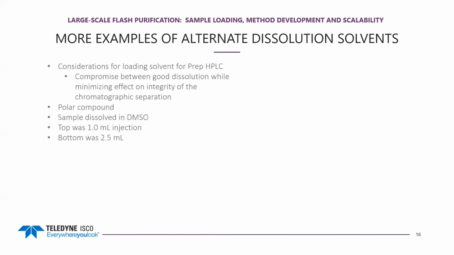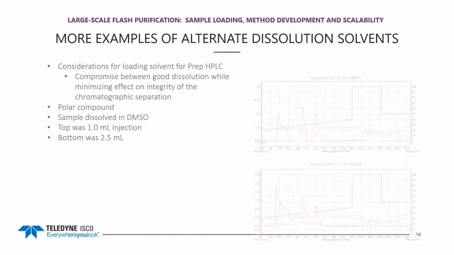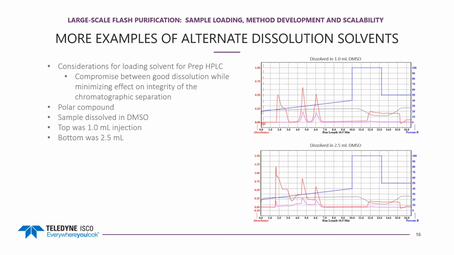As another example, this is from our prep HPLC, and it's another good example of alternate dissolution solvents for compounds. On prep HPLC, a lot of people like to use DMSO as a dissolution solvent because it has very strong solubility properties, but it is also a very strong solvent in reverse phase chromatography, so it wants to push compounds down the column. In this case, we have a polar compound. In the top example, we have it dissolved in 1 milliliter of DMSO, and the first peak is the DMSO peak. Peaks 2 and 3 are the compounds of interest. At 1 milliliter of DMSO, we can load our sample and still get baseline resolution, so this would be a satisfactory purification.